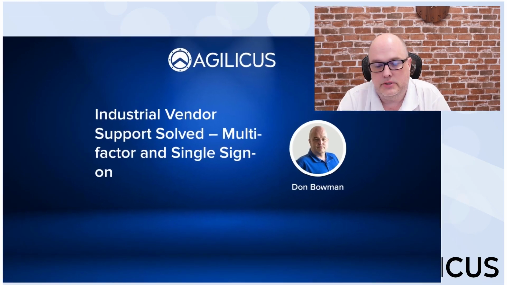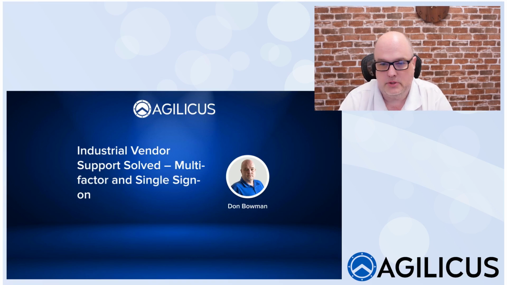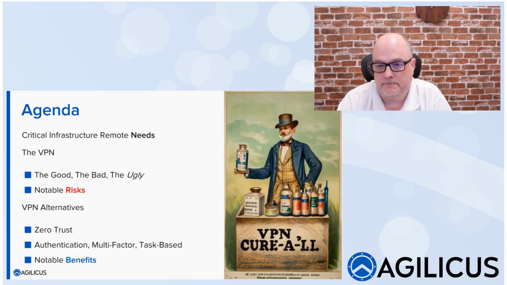My company is Agilicus, and we make secure remote access for industrial environments. And today, that's exactly what we're going to talk about. We're going to talk about how to enable multi-factor and single sign-on in a VPN alternative so that your vendors can support you in a safe, consistent fashion. So we'll talk a little bit about what that means.